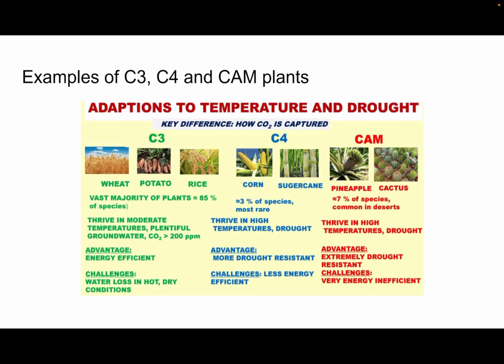These are some real-world examples of C3, C4, and CAM plants. C3 plants make up the vast majority of plants, about 85%, and include common plants such as wheat, potato, and rice. C4 plants are less common, covering about 3% of all species, and examples are corn and sugarcane. And finally, we have CAM plants, which cover about 7% of all species and are usually located in deserts. As examples, we have pineapples and cactus.